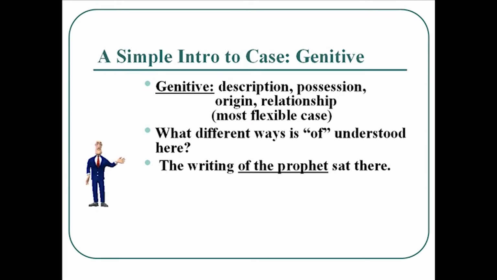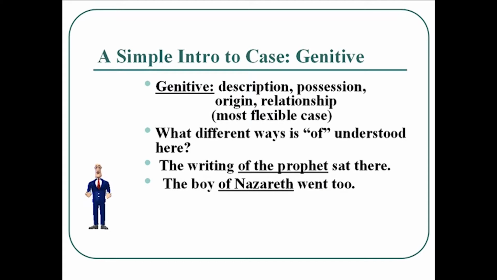For example, what are the different ways that of is used in the following sentences? The writing of the prophet sat there. Of the prophet, in this case, would be descriptive of the origin of the writing. The boy of Nazareth went to. Of Nazareth would tell the origin or source of the boy.